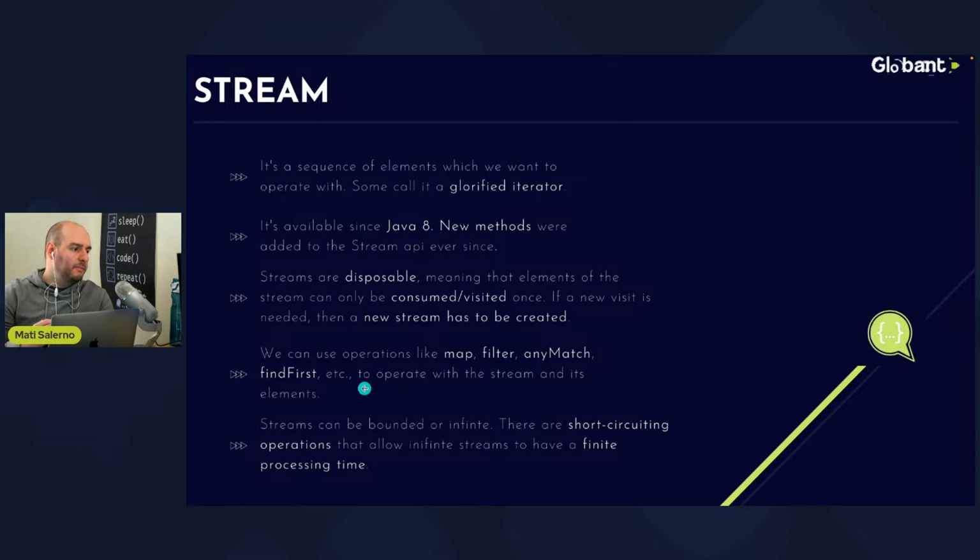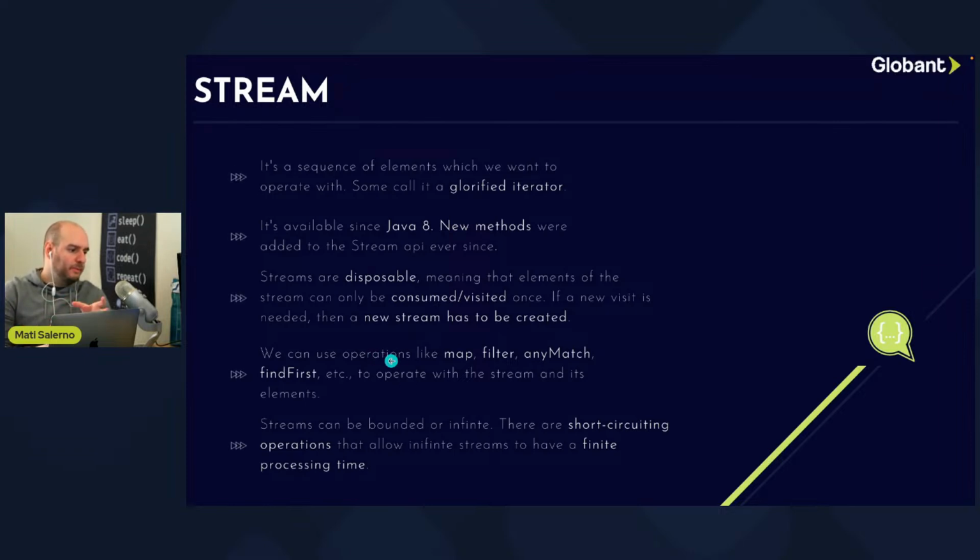Then there are many operations that streams have, like map, which is the basic functor pattern. We have filter, we have anyMatch, we have findFirst. Some of them we have used already, and they are used to operate with the stream and with the elements. Some of the operations transform the elements, like the map operation, and some of the other operations, like filter, don't transform the elements, but they transform the stream itself. Some elements are removed from the stream.